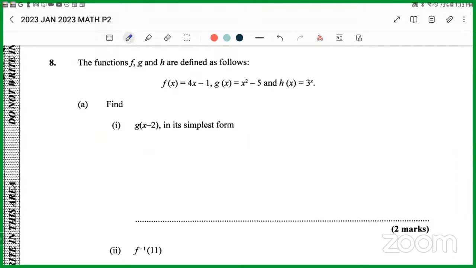All right, so they give us these two functions, and they want g of x minus 2 this time. All it means is they want us to take the x minus 2 and substitute it in the g function there, and simplify it. So g of x minus 2 simply means we substitute x minus 2 in the g function there: x minus 2 all squared, and then subtract this 5.